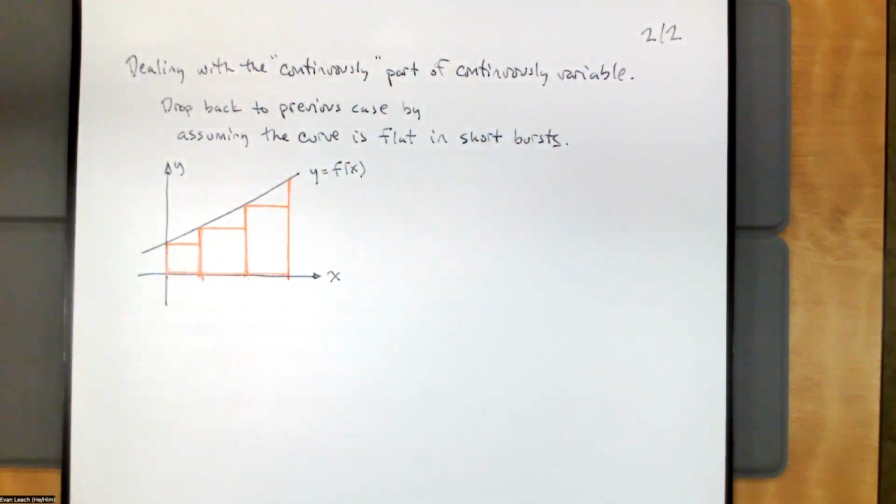Here we are, assuming that the function is flat in short bursts. Once we assume that the function is flat in short bursts, now it looks like the previous case. We get to use multiplication, and we have a place to put the plus signs.